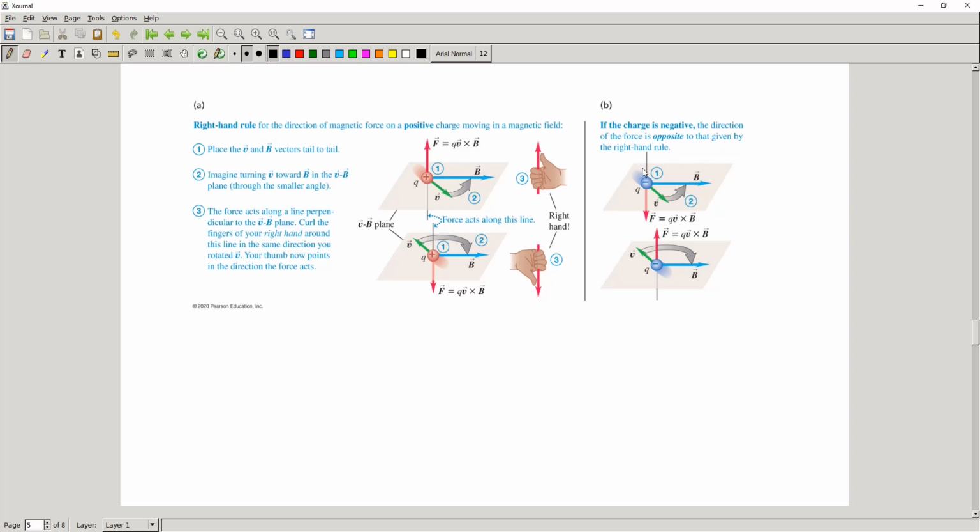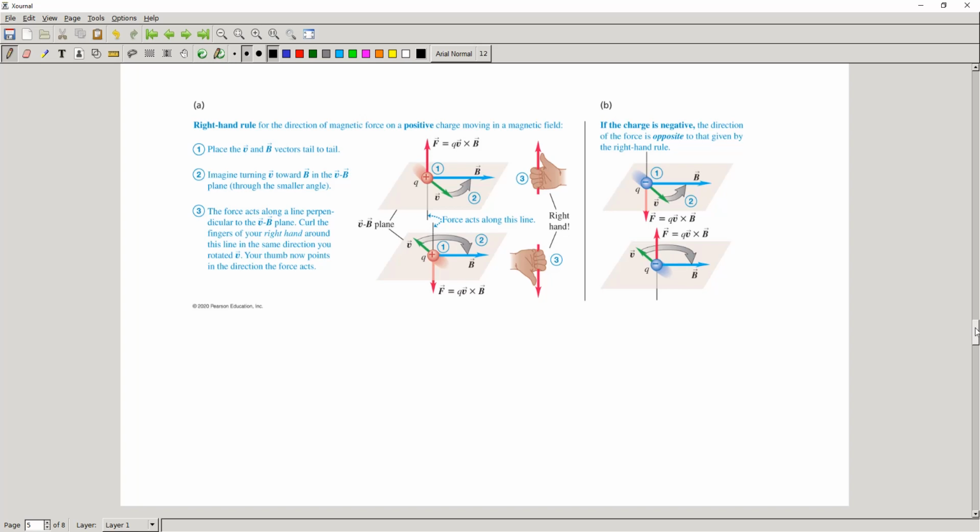You can see here, right? The plane that's produced by V and B is the plane in which V and B live. This plane is locked in this position because V and B uniquely define a single plane, okay? And F is always going to point perpendicular to that plane. And the question is which direction, up or down, depending on how you have this thing oriented, in one direction or the other, and the right-hand rule is what tells you which direction that is.